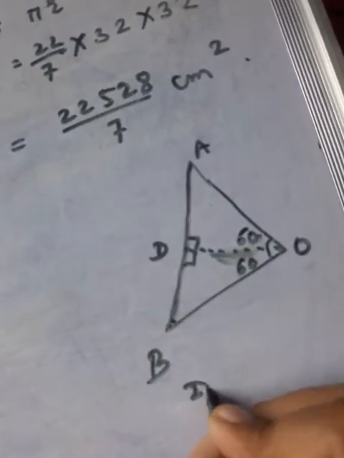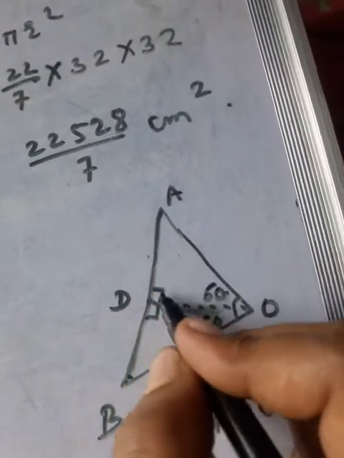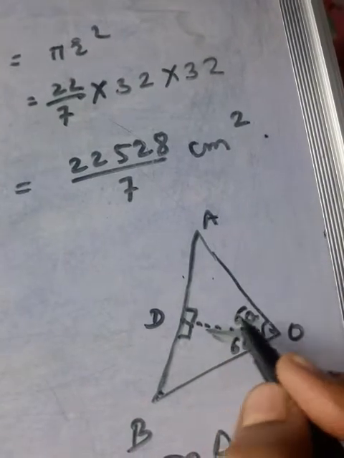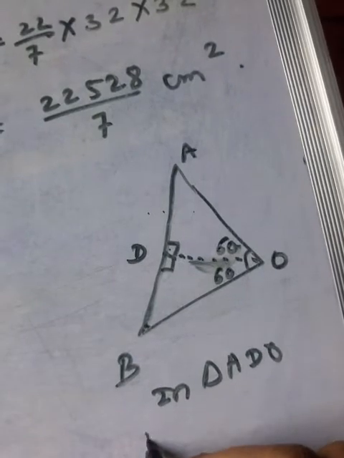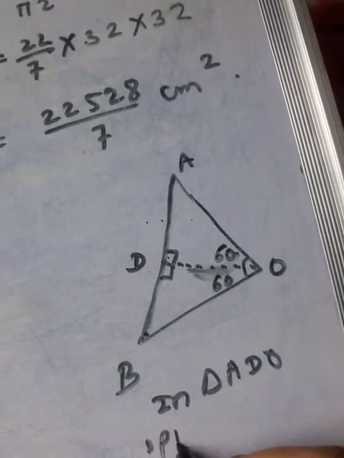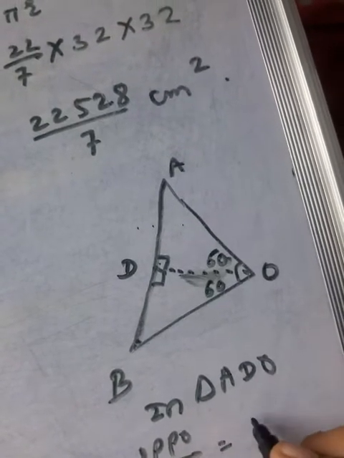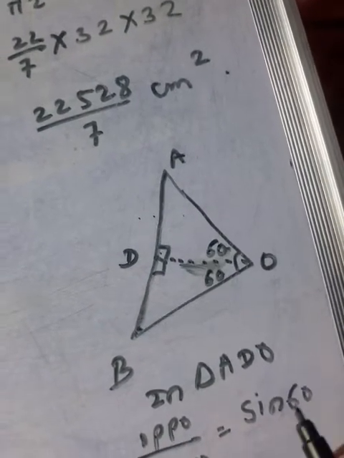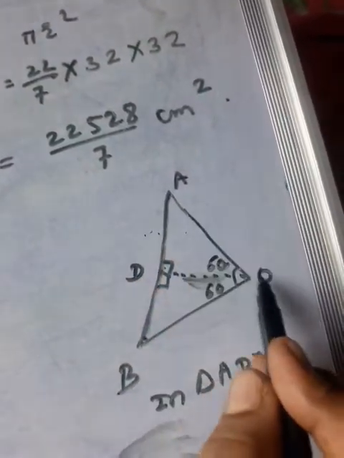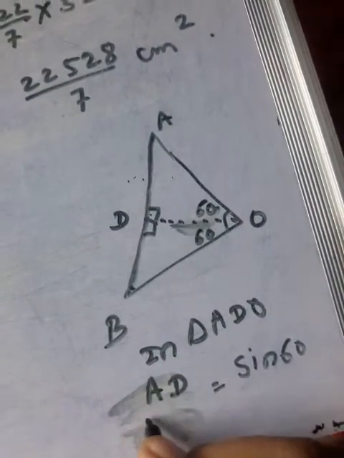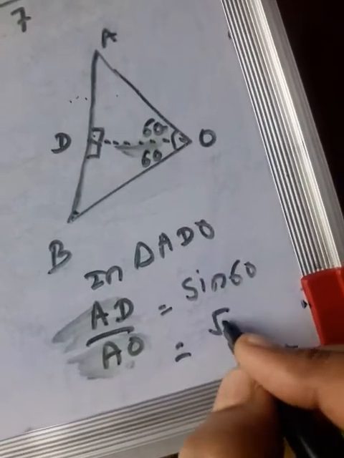So in triangle ADO, AO is the hypotenuse, opposite the 90 degree angle. Sine of angle theta is the opposite side upon the hypotenuse. So this is sine 60. The side opposite to 60 degrees is AD, and the hypotenuse is AO. So AD upon AO equals sin 60, which is root 3 by 2.